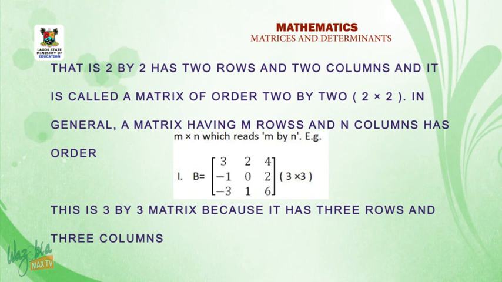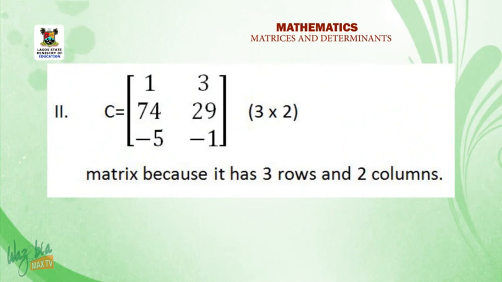In general, a matrix having m rows and n columns has order m times n, which reads m by n. For example: 1. B is equal to the matrix 3, 2, 4, minus 1, 0, 2, minus 3, 1, 6. This is a 3 by 3 matrix because it has 3 rows and 3 columns. 2. C is equal to the matrix 1, 3, 74, 29, minus 5, minus 1. This is a 3 by 2 matrix because it has 3 rows and 2 columns.